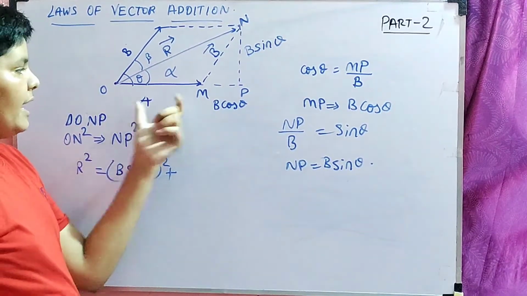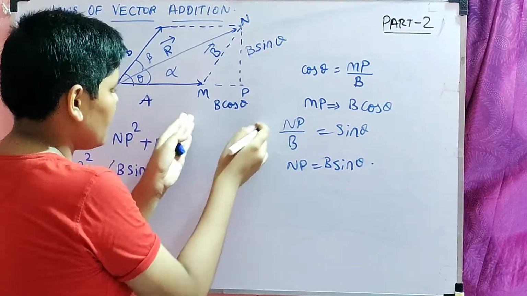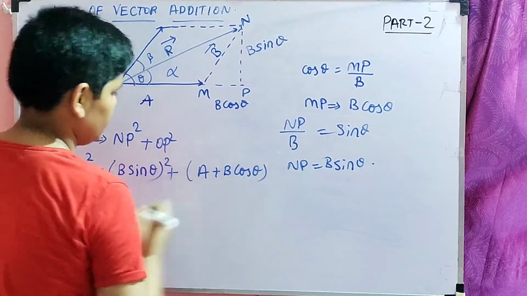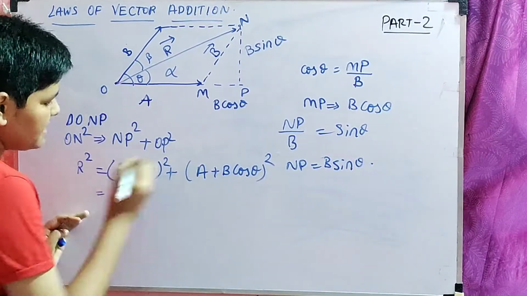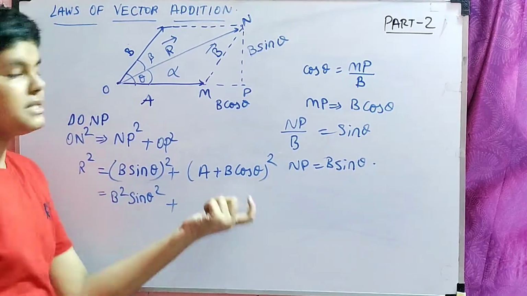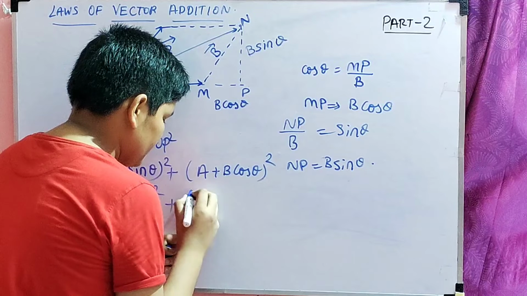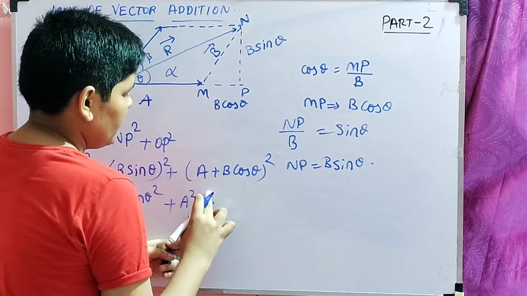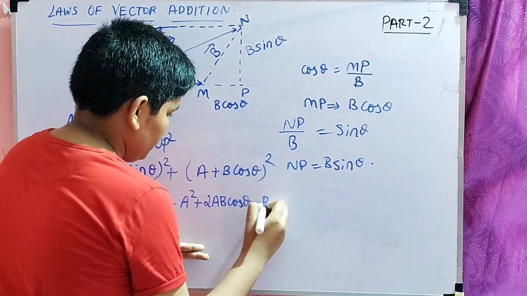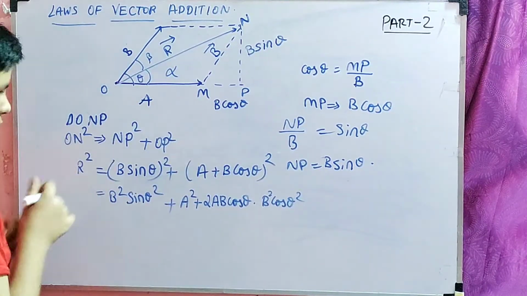Now for OP, from O to M we have A and from M to P we have B cos theta, so we take A plus B cos theta whole square. Now B sin theta whole square is B square sin square theta, plus, using the A plus B whole square formula, A square plus 2 into A into B cos theta plus B cos theta whole square, which is B square cos square theta. Now this is the value you will get.